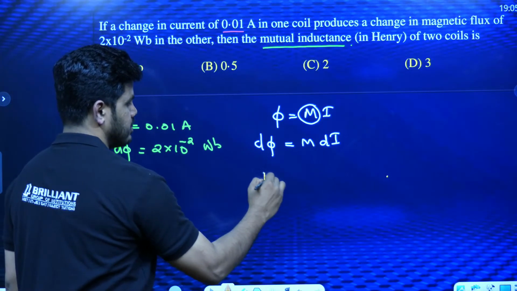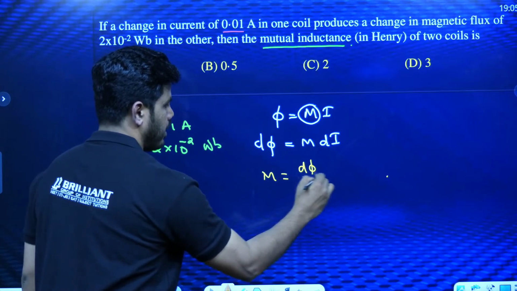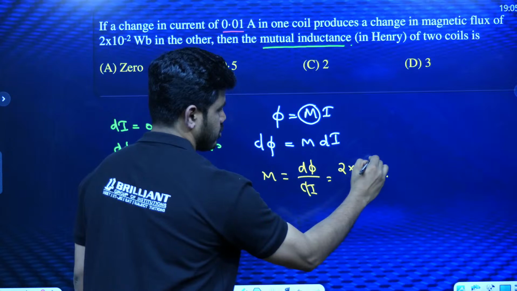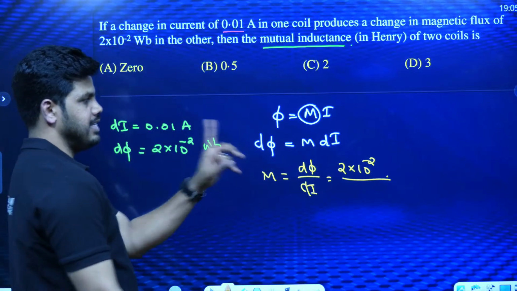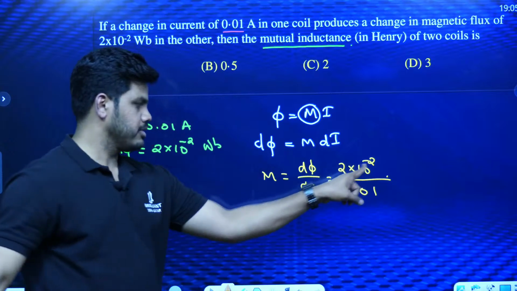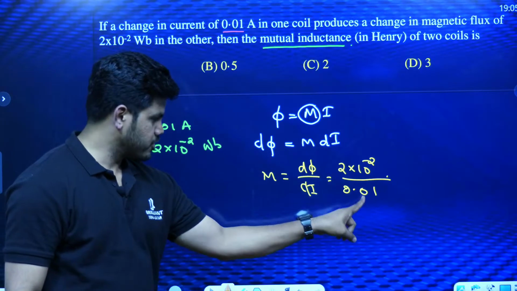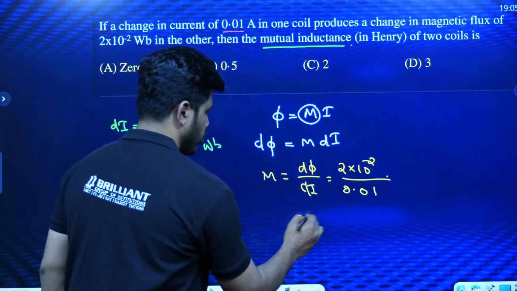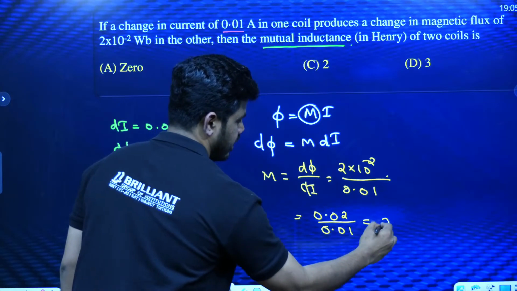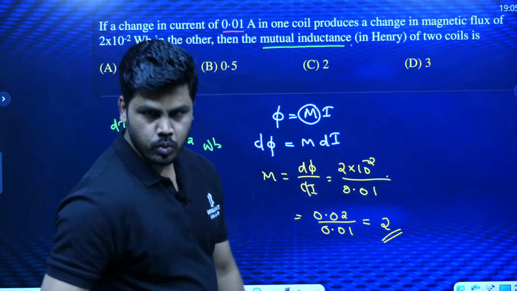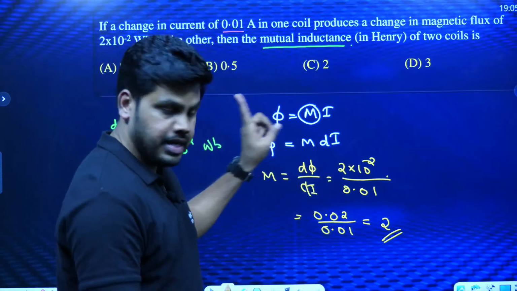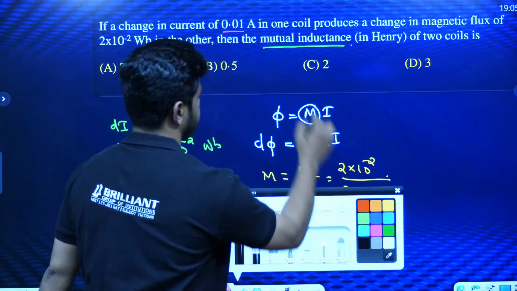So what is that? M is equal to d phi by dI. So d phi is 2 into 10 raised to minus 2 Weber divided by dI, which is 0.01. See, actually this is 0.02, right? This is 0.01. 0.02 divided by 0.01 is going to be just 2 divided by 1, that is going to be 2. So 2 Henry is the mutual inductance of this particular coil, so that is your option C.